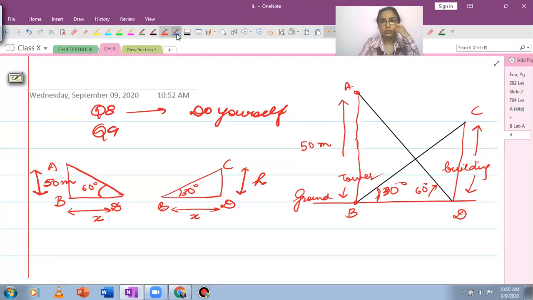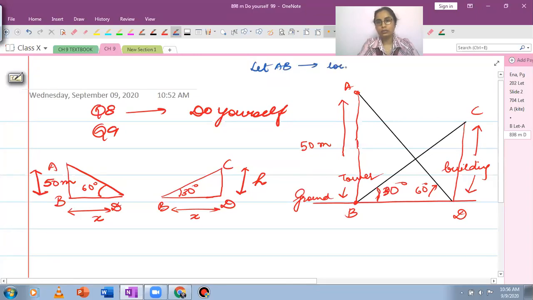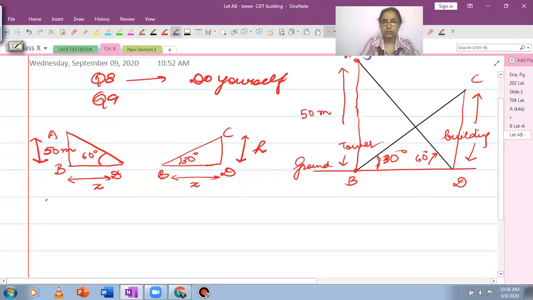Those who have to describe can just write down: let AB be your tower and CD be your building. And this is actually important because the taller the building, the higher will be the angle of elevation. So accordingly draw the diagram. And then you can just work with these right triangles. Triangle ABD is a right triangle, so you can apply the T ratio which will be useful here. The ratio that will be useful is tan 60 degrees, which is 50 by X.